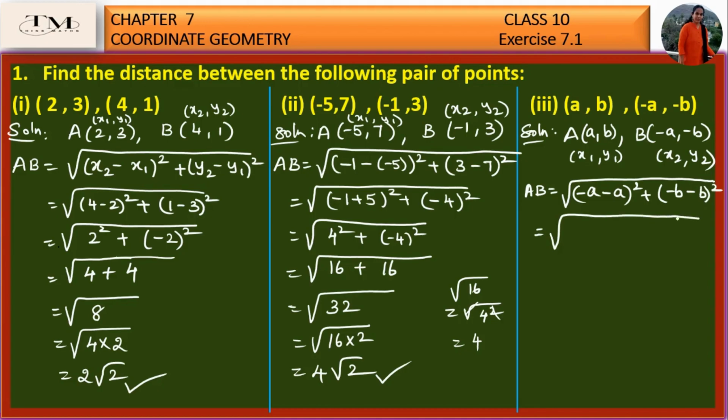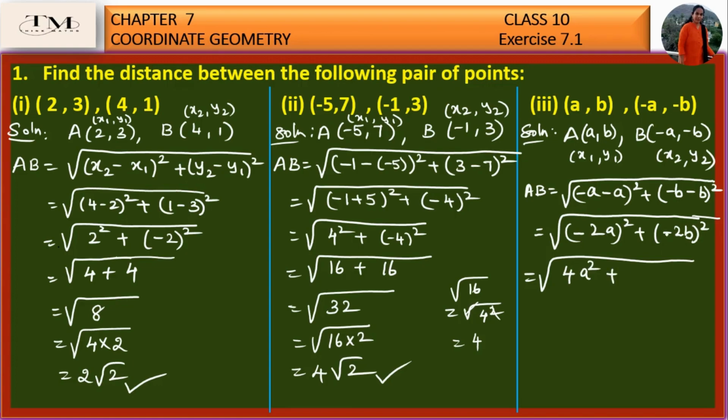So square root of minus a minus a. Put a negative sign and add the values: a plus a is 2a whole square plus minus b minus b. Put the negative sign and add the values: b plus b is 2b whole square. So minus whole square is positive, 2 square is 4, a square is a square.